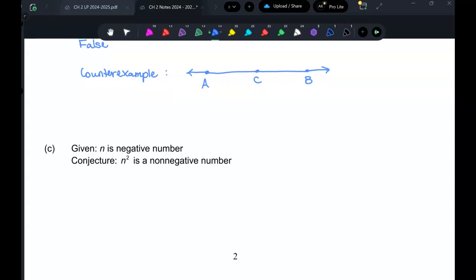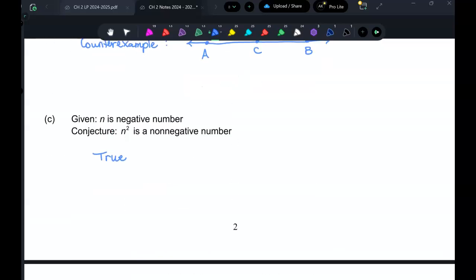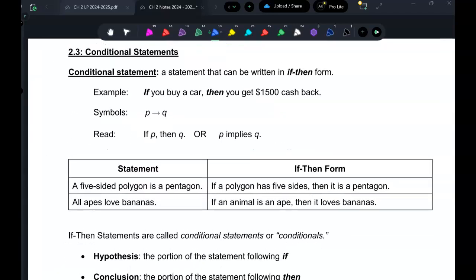Is the next one true? N is a negative number. Is n squared a non-negative number? Yeah, that's true. So again, if it's true, there's no counterexample. If you square a negative, what do you get again? You get positive. If you have a negative number, like -3, and we square it, that would be 9, right? Okay, so as you can see, we're going to do 2.3 because that was a really short lesson.